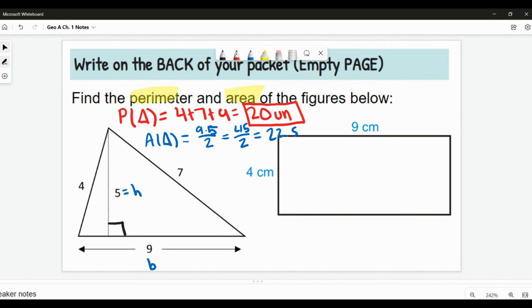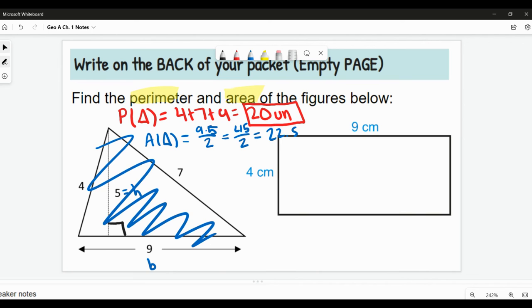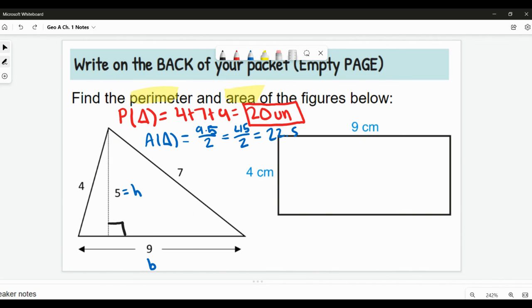Now, because we're calculating area, remember area is the amount of space it takes to fill inside of a shape. And that's what we call square units. So I'm going to actually have to call this units squared. So again, I know it's a little hard to read there, but this is a point right there. So it's 22.5 units squared.